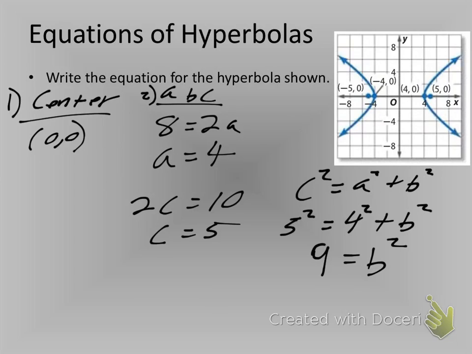This guy is oriented how? Horizontal, pointing left and right. So horizontal orientation means x gets the bigger number. So x squared over a squared, which is 16, minus y squared over b squared, which is 9, equals 1.